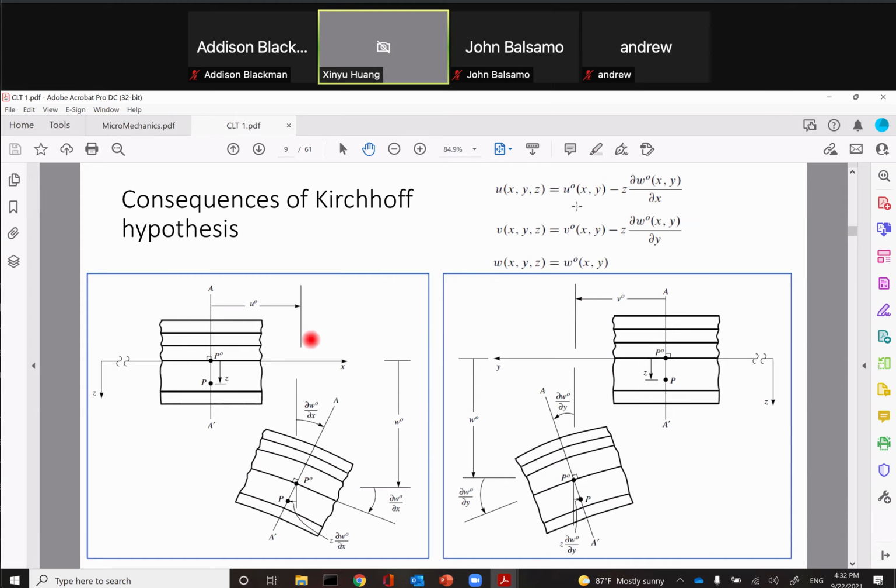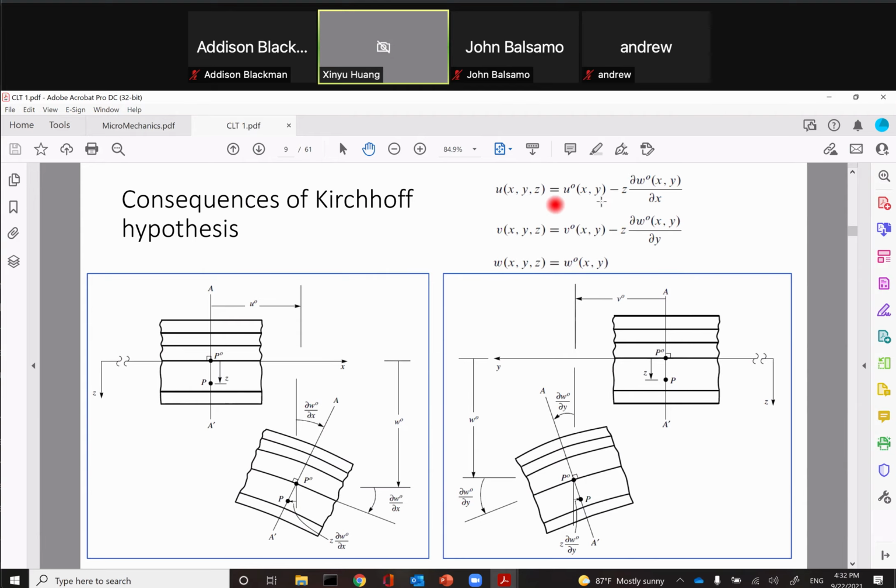So basically, your z direction motion everywhere only depends on the central plane motion. If the mid plane moves down a certain distance, every other plane, if you draw a vertical line, all the points on this line move the same amount in the z direction. This is what the equation says. This equation says the z direction motion is basically determined by the mid plane motion in the z direction.